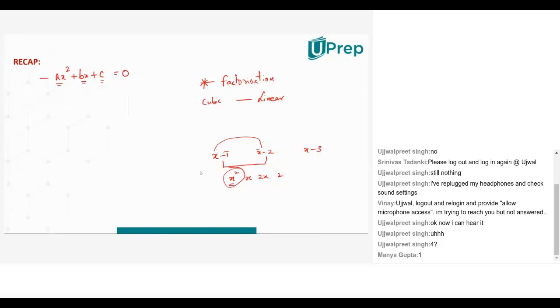When I multiply x square with 3, I get 3x square. When I multiply 3x with x, I get 3x square. When I multiply 2 with x, I'll get 2x. When I multiply 3 with x square, I get 3x square. So what do you observe here? The highest degree that I get when I multiply 3 factors will be 3.